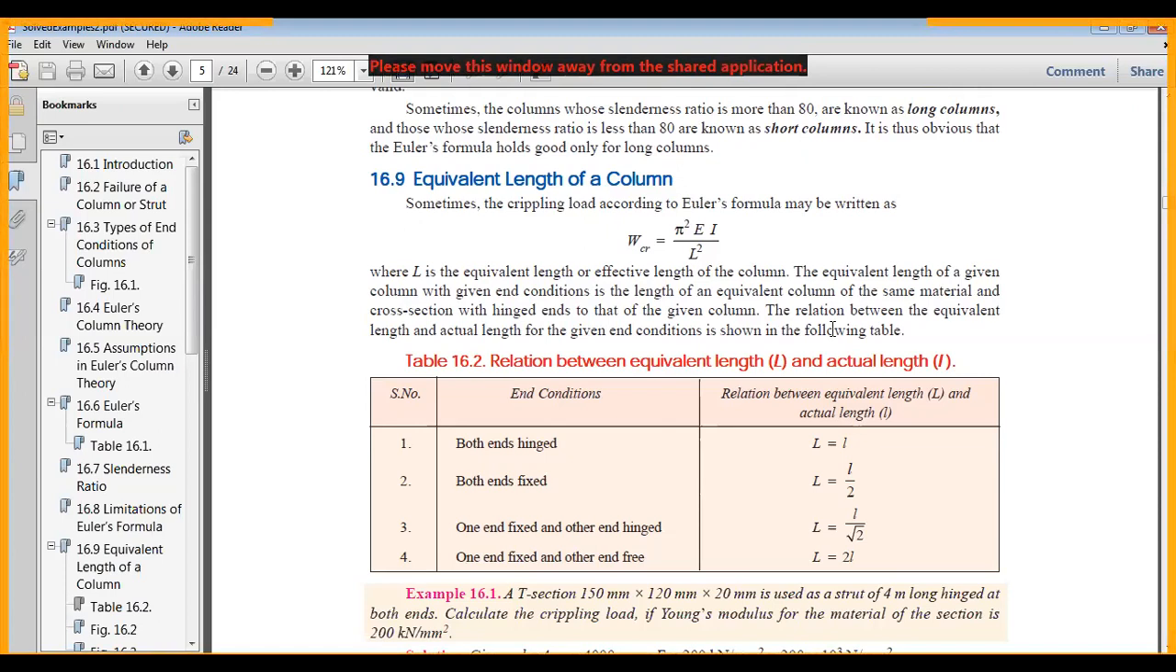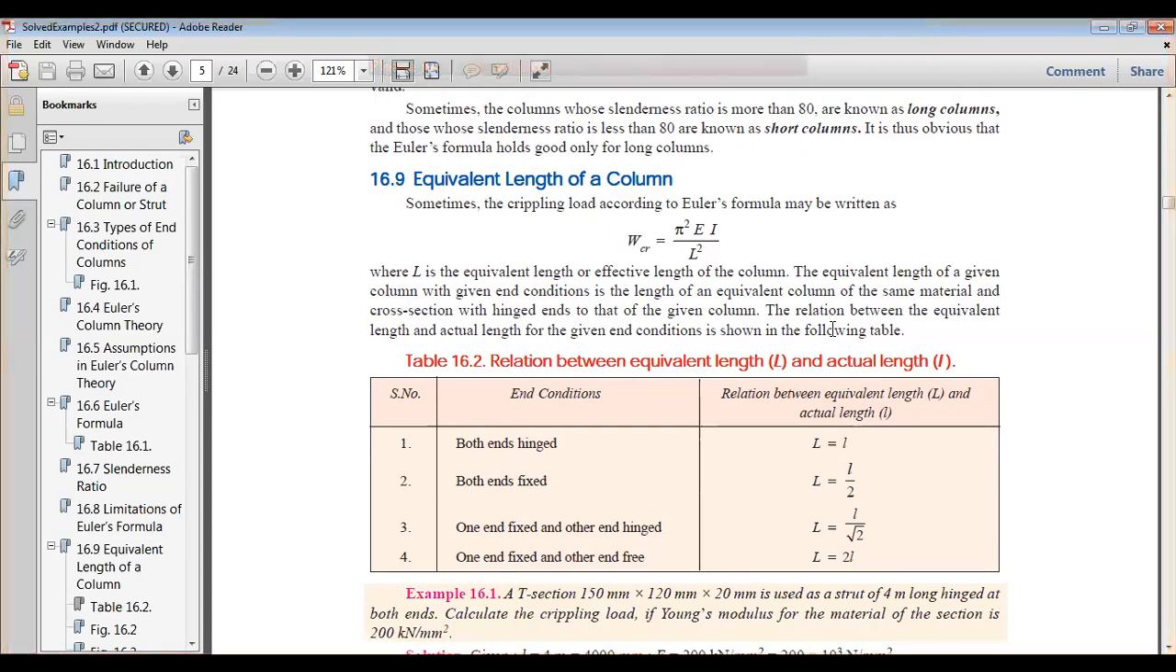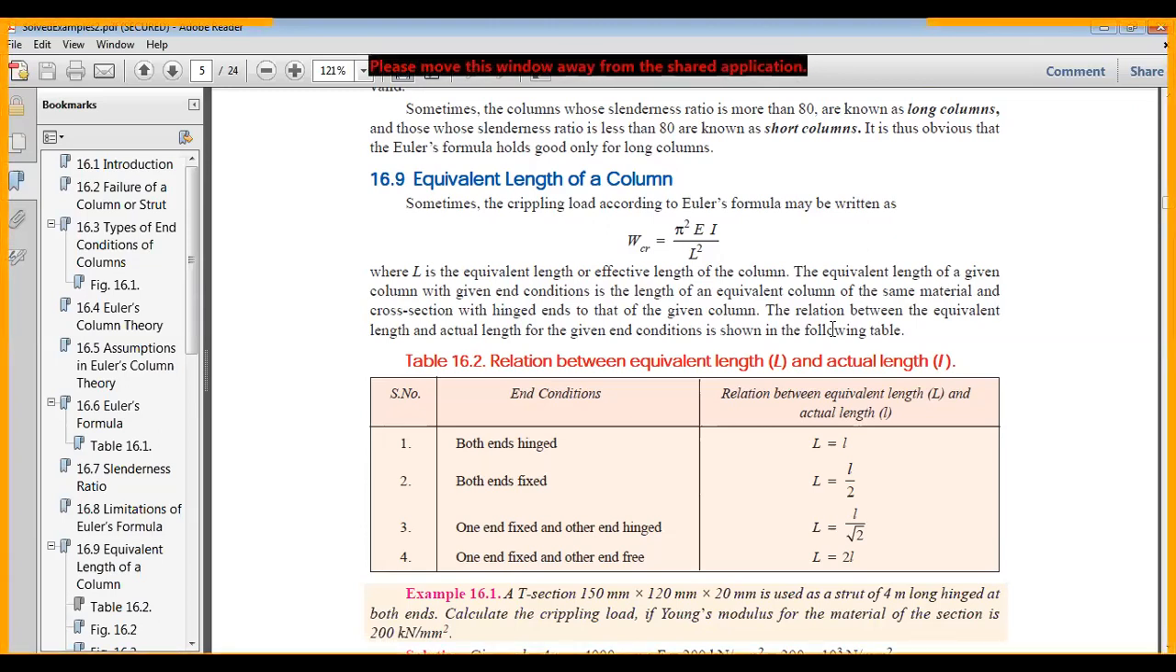But in case of both ends fixed, the actual length will be half of the effective length. And one end fixed and one hinge, the effective length is L by square root 2. Whereas if both the ends are free, then the effective length will be double of the actual length. So these are the conditions that are taken for the purpose of calculation.